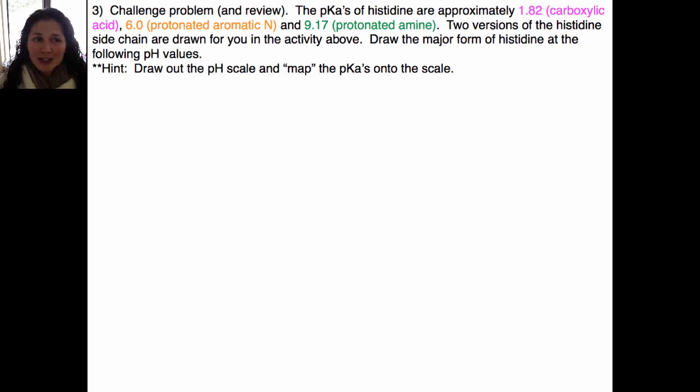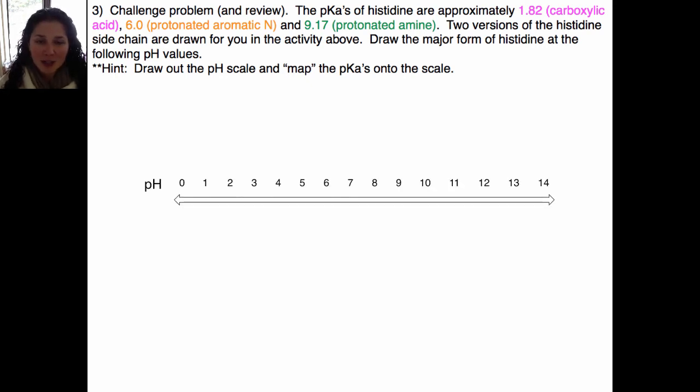The 2 versions of the histidine side chain are shown on your activity on the first page and the third page. Draw the major form of histidine at the following pHs, and there are a bunch of pHs listed. You'll follow the same sort of strategy that we followed for alanine. First, draw out the pH scale and map the pKa's onto the scale. Something like this. Here's the pH scale, and here are the pKa's.